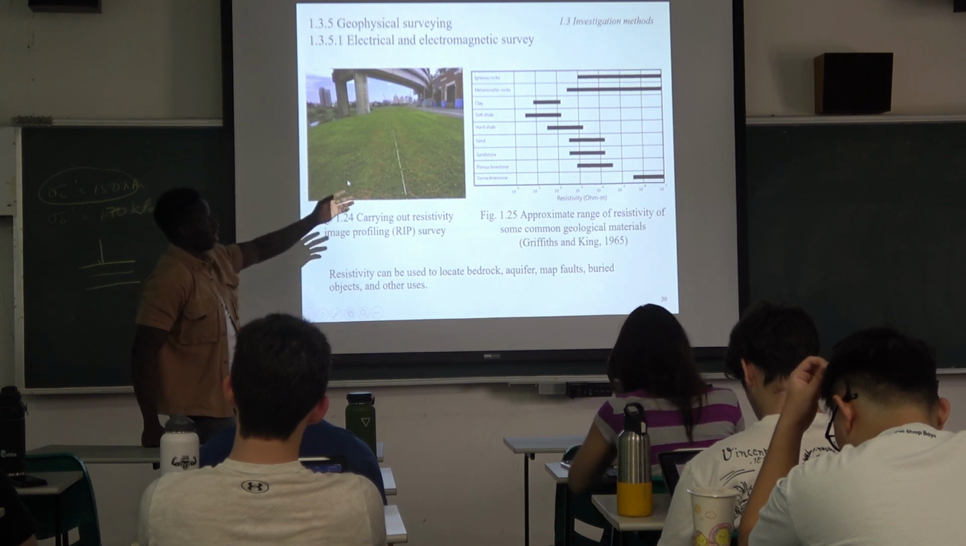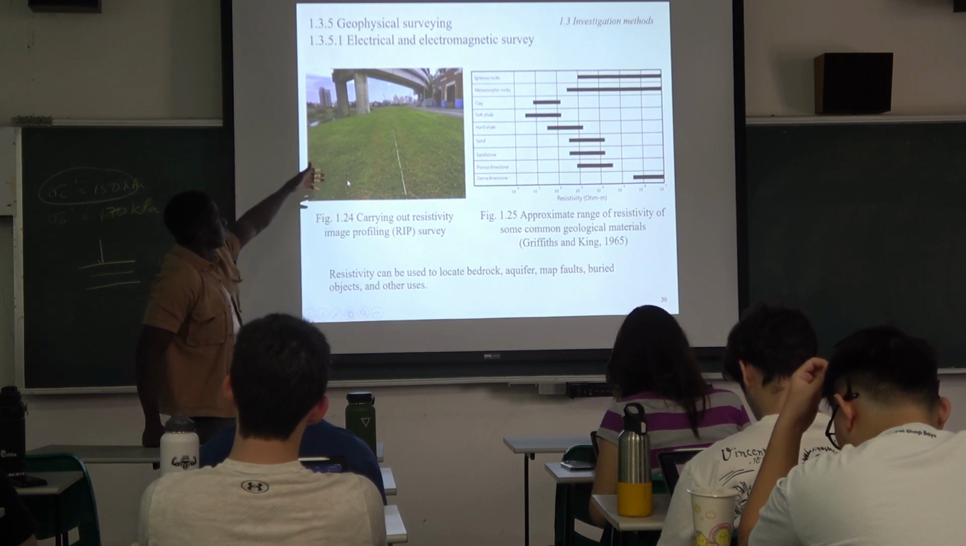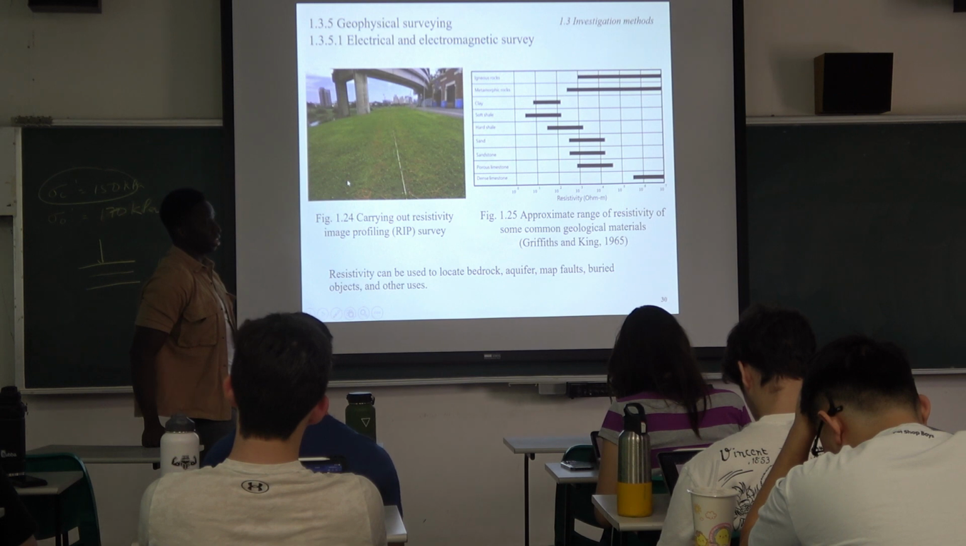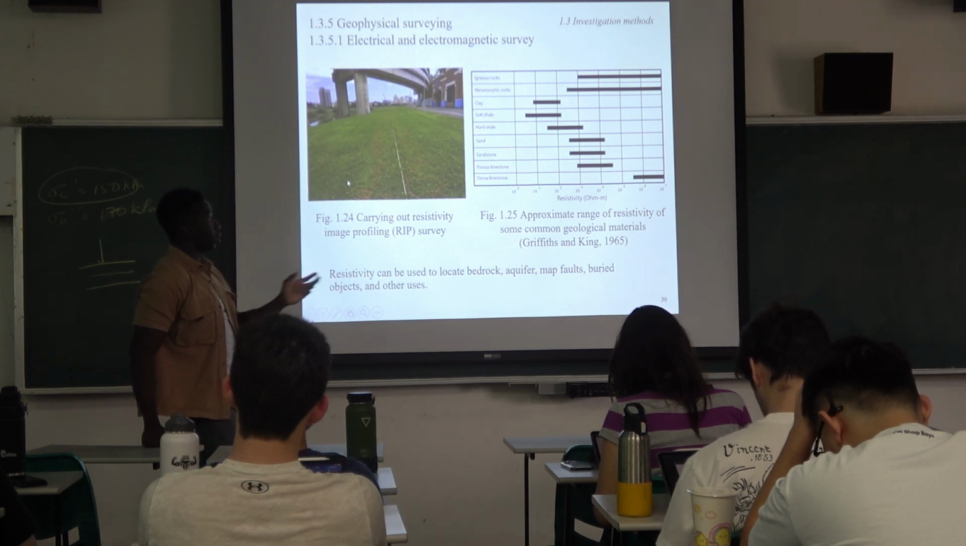So with a table like this, if you push the electric signals into the ground and then you get the resistivity values, you can have an idea of what type of material is located in this zone or below the soil surface.